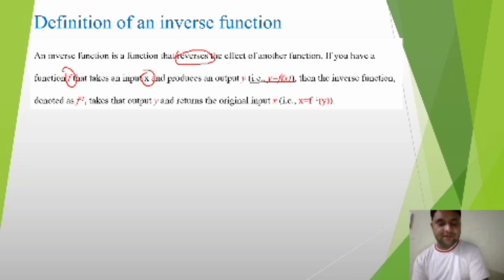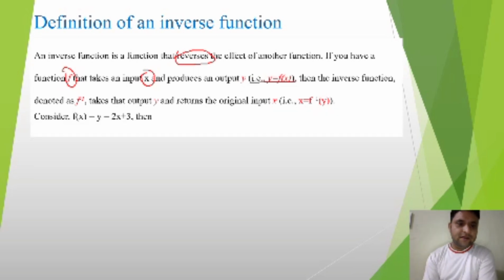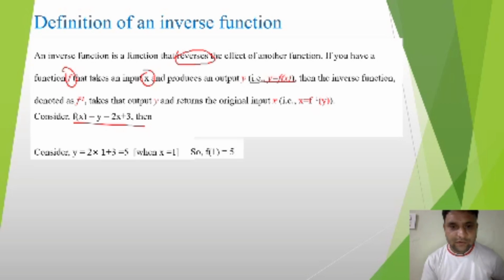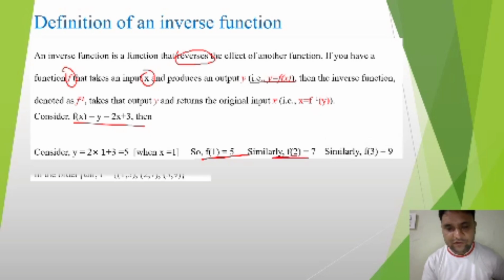Now after the definition, let us see an example. Let us consider the function f(x) = 2x + 3. In this function we replace x with 1 to get the value of y. So f(1) = 5. Similarly, when we put x = 2, we get 2 times 2, which is 4, plus 3, which is 7. So f(2) = 7. Similarly, f(3) = 9.